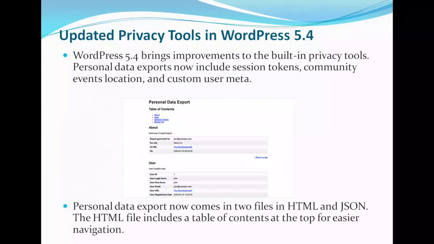The next point is updated privacy tools in WordPress 5.4. WordPress 5.4 brings improvements to the built-in privacy tools, with personal data export now including session tokens, community event location, and custom user data. Personal data export now comes in 2 formats, HTML and JSON. The HTML file will include a table of contents at the top for easier navigation.